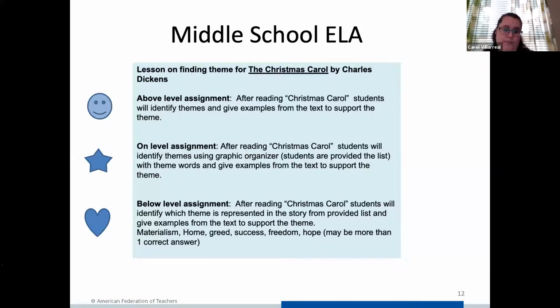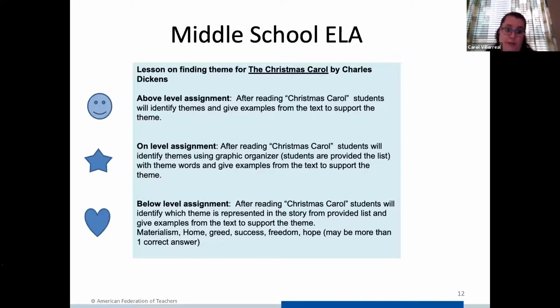On level, after reading Christmas Carol, students will identify themes using a graphic organizer. Students are provided the list. So they're provided a list of themes with theme words to give examples from the text to support the theme. So as you can see so far, they're still having to give that text evidence, which is very important in the higher grades for reading.